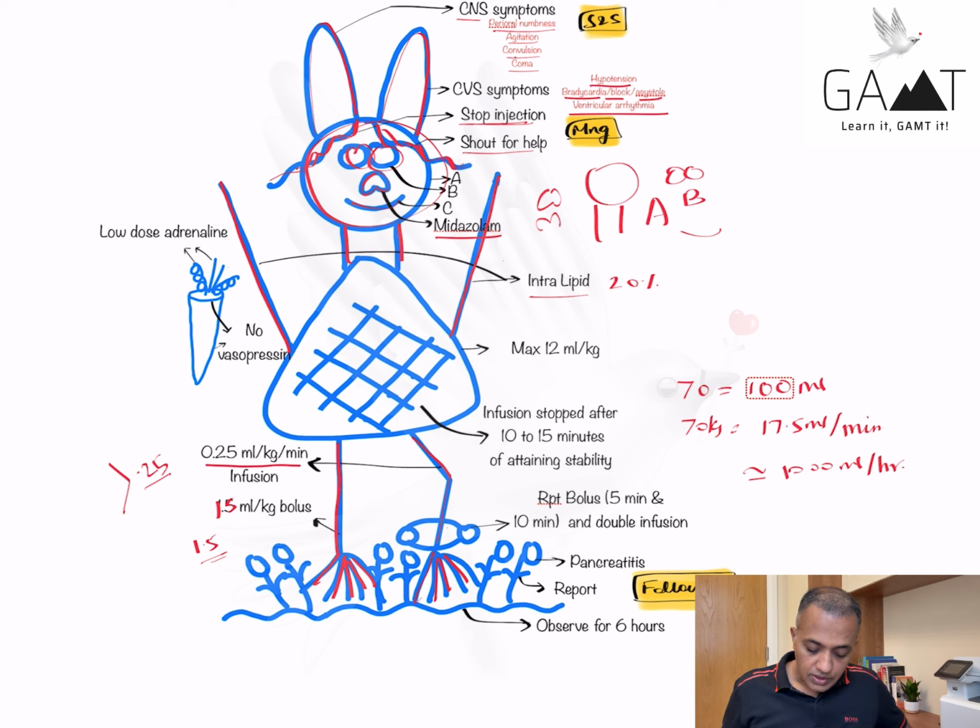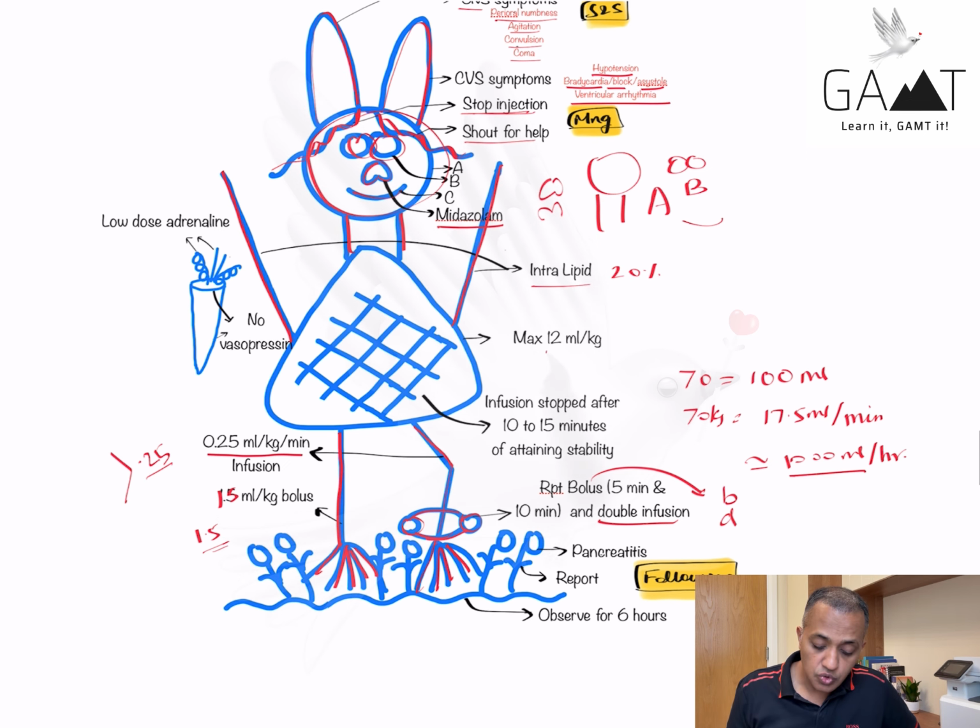Okay. You see the anklet here. This part of the anklet resembles letter B, stands for bolus, repeat bolus. And this part of the anklet resembles letter D, which stands for double infusions. So if the patient is not responding in the initial 5 minutes after giving the bolus and starting the infusion, you can give another bolus. You can repeat another bolus as well. And you can also double the infusion from 0.25 ml per kg per minute to 0.5 ml per kg per minute.